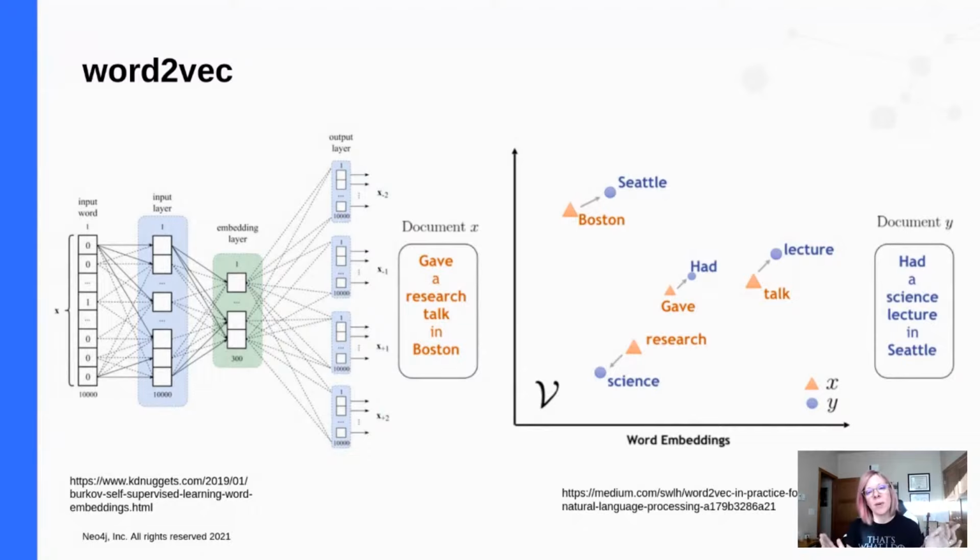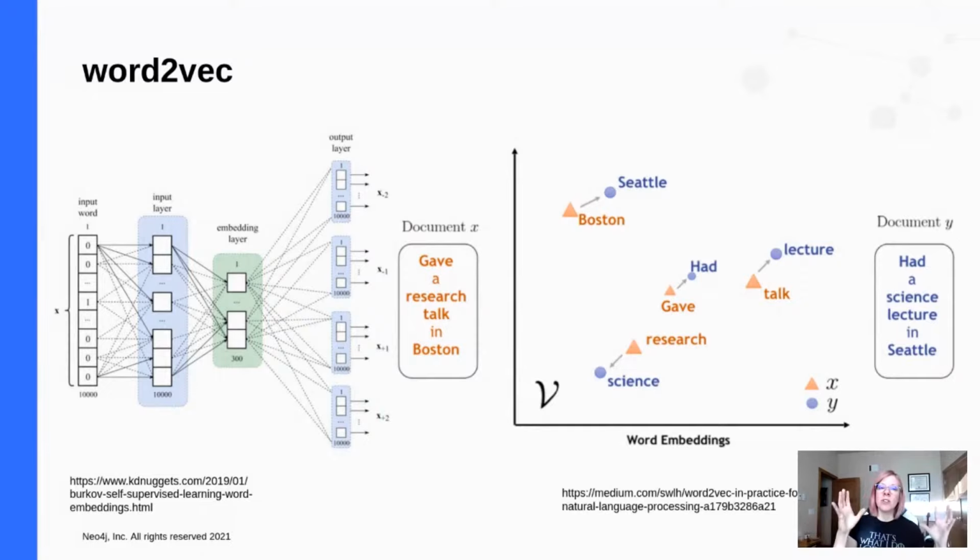But basically what you start with is this document: gave a research talk in Boston. Word2vec is going through and finding the similarities between each of these words. We can see that Boston and Seattle, if we were to plot these two points, these two words, which is basically taking those word vectors and asking how close those two vectors are. So Boston is pretty close to Seattle, which makes sense. Science is pretty close to research, but talk is not close to Boston. Those words are not very similar.